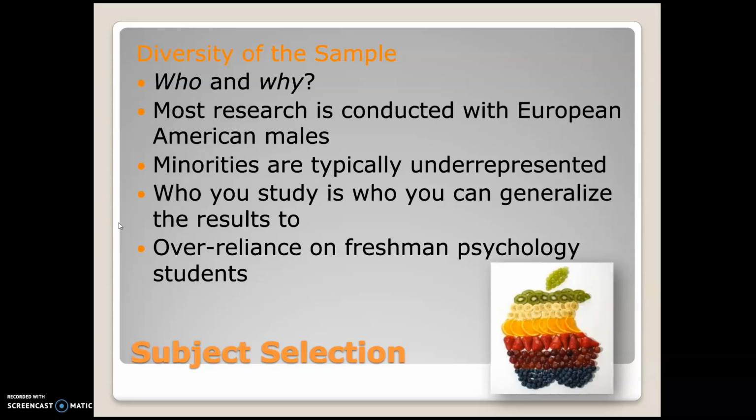And when I say minorities, I'm not just referring to racial minorities. I'm referring to age minorities, SES minorities, sexual identity minorities, minorities based on ability or disability, right? And what you've got to think is you can only generalize to the people that were in your study. So if there are no people of color in your study, if there are no people with disabilities in your study, you cannot generalize to those groups. So just got to keep that in mind.